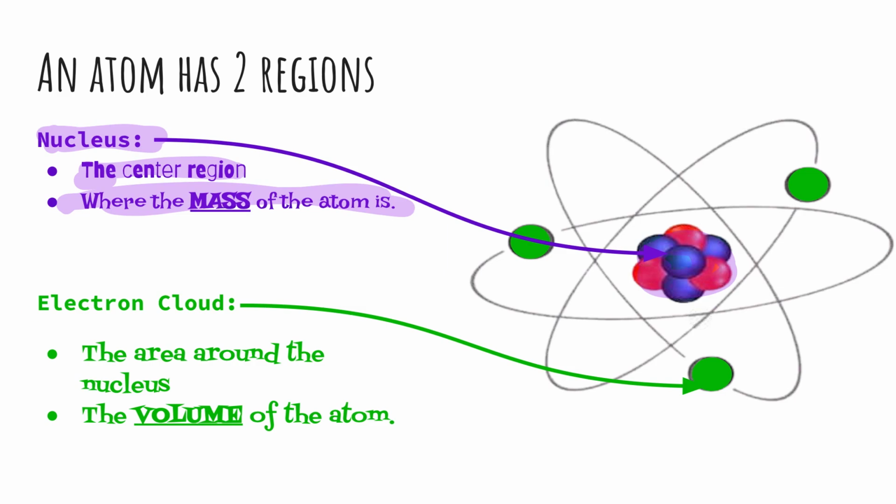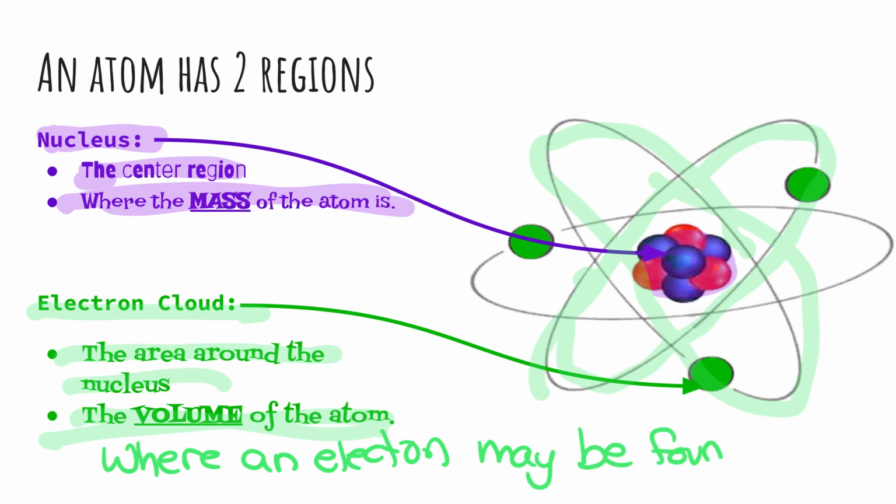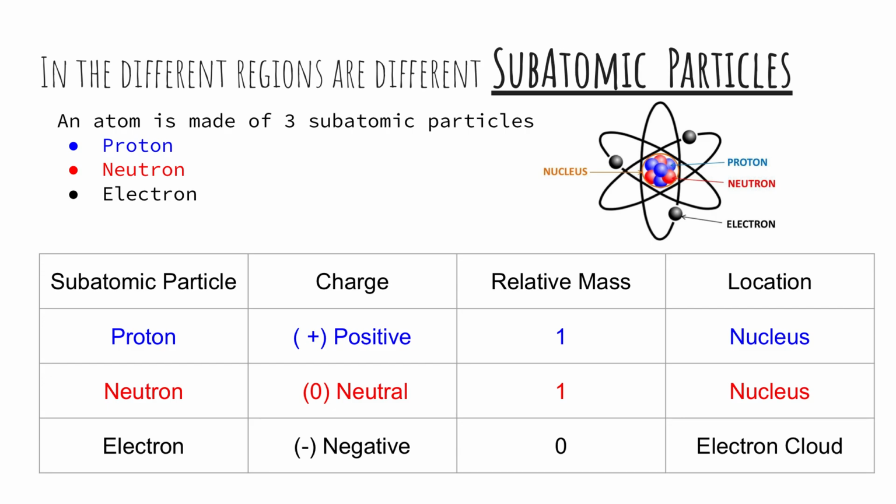The electron cloud is all of this space around it. So we've got all of this space around the nucleus. It's the area around the nucleus, it's the volume. This is what takes up the volume of the atom. It is the area where an electron may be found. So in different regions are different subatomic particles.